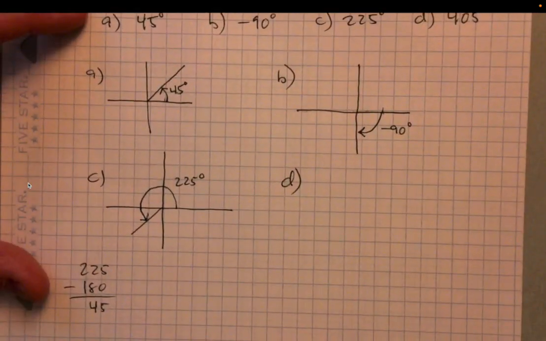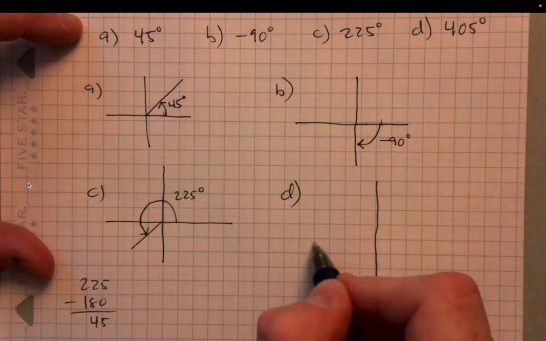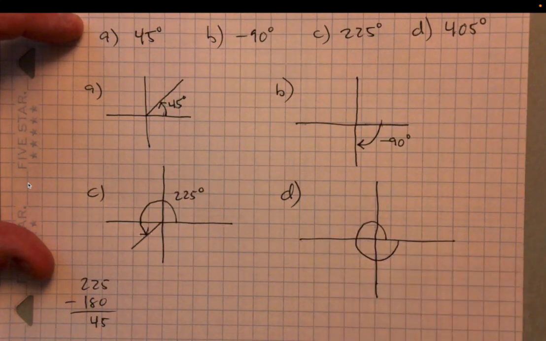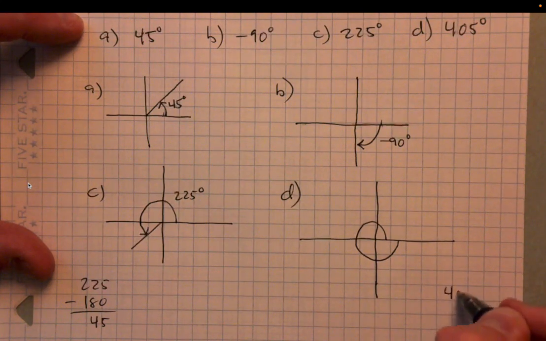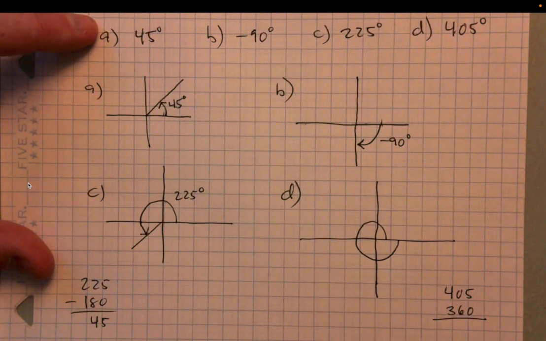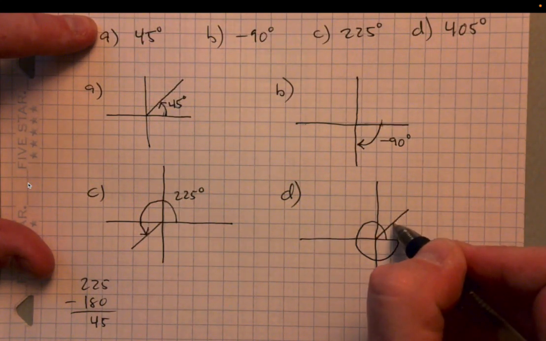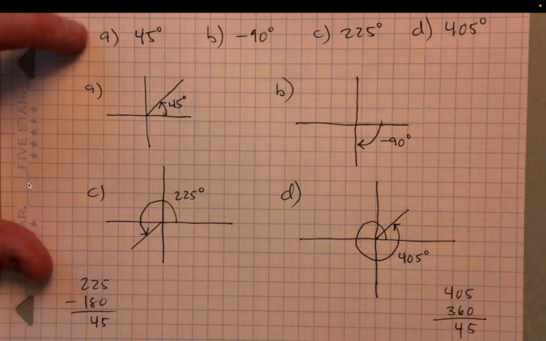And then D, we're looking for 405 degrees. Okay, so we know that's more than 360, so we're at least going to go around once. All right, so we go around once, we get to here. And then I've got to figure out how much further to go. So I could take my 405 and subtract 360 from that. Right, and if I do that, I get 45. So another 45 degrees. That means I've got to come up to this halfway point again. Right, and that would be 405 degrees total.